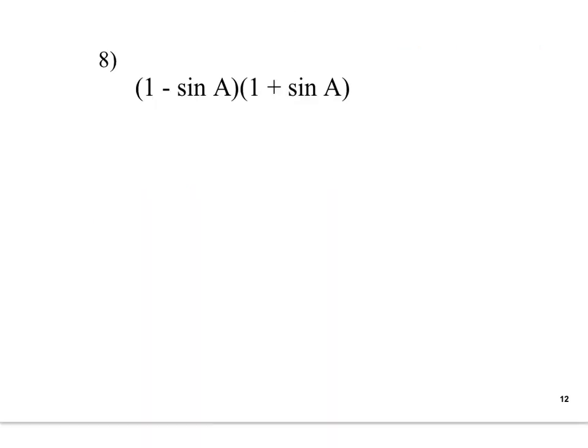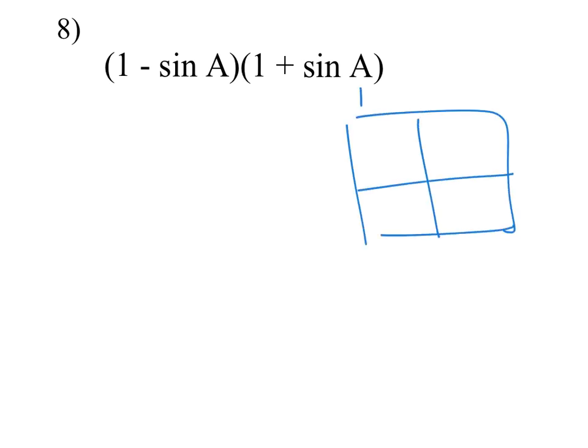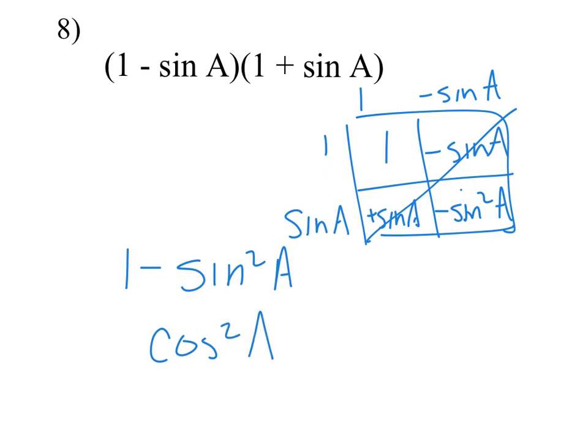And then finally this one, everything's in terms of sine, so we want to multiply this out. This is two binomials being multiplied together. So this is 1 minus sine A plus sine A, and then this is negative sine squared A. So plus and minus cancel out, and I'm left with 1 minus sine squared A, which, as you all know, is cosine squared A.